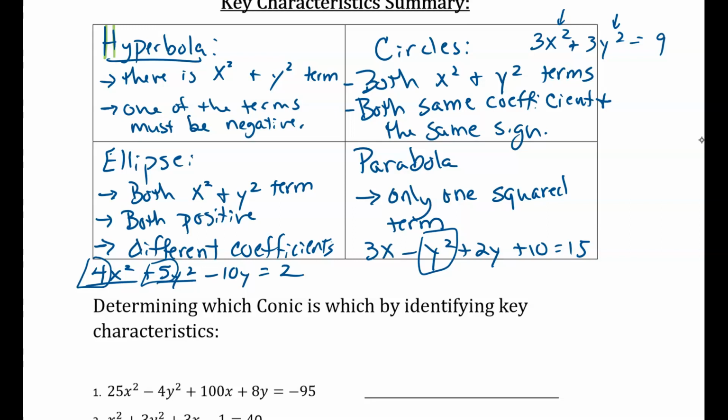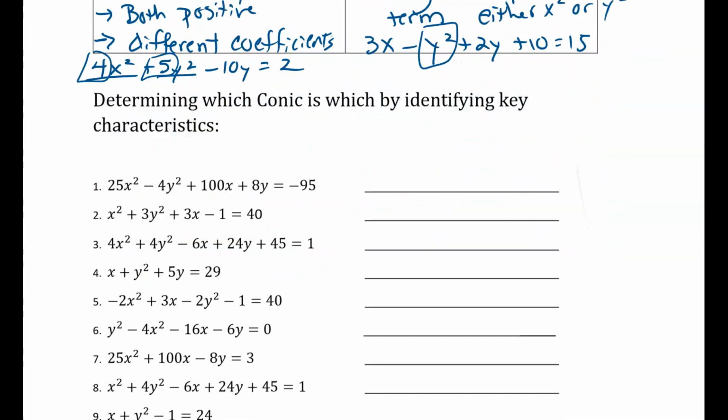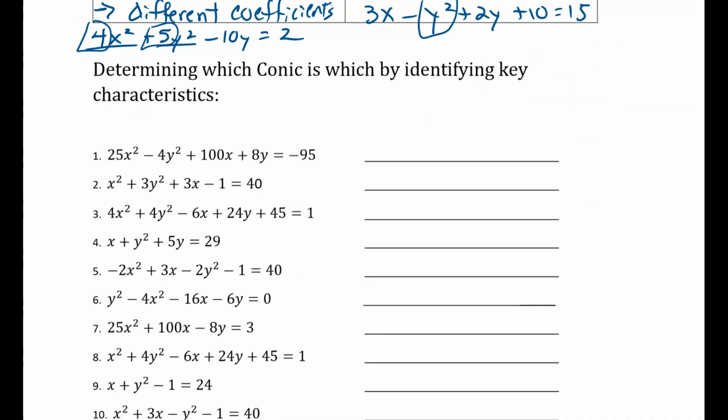You're going to have either x squared or y squared, but not both. Okay, so here's what you're going to do. And let me tell you what your test on conics is going to be.